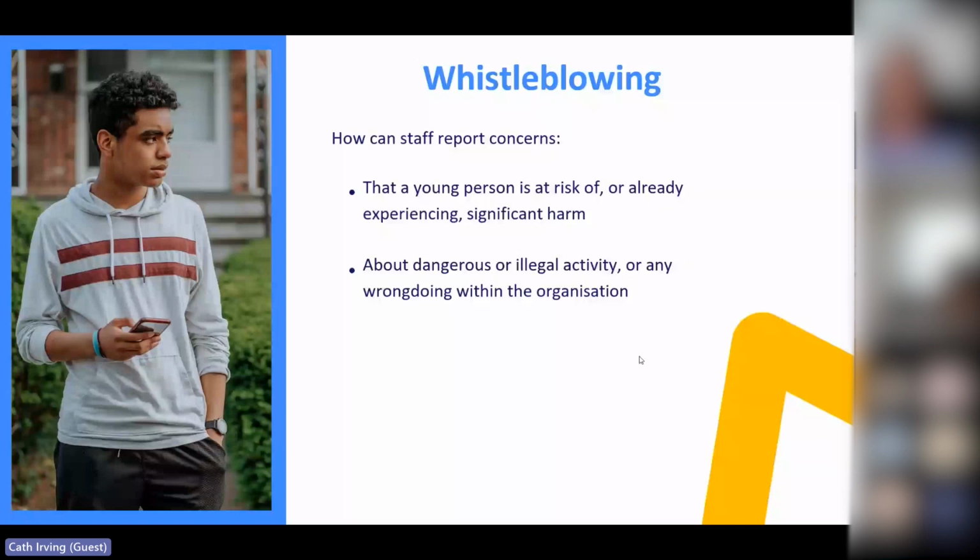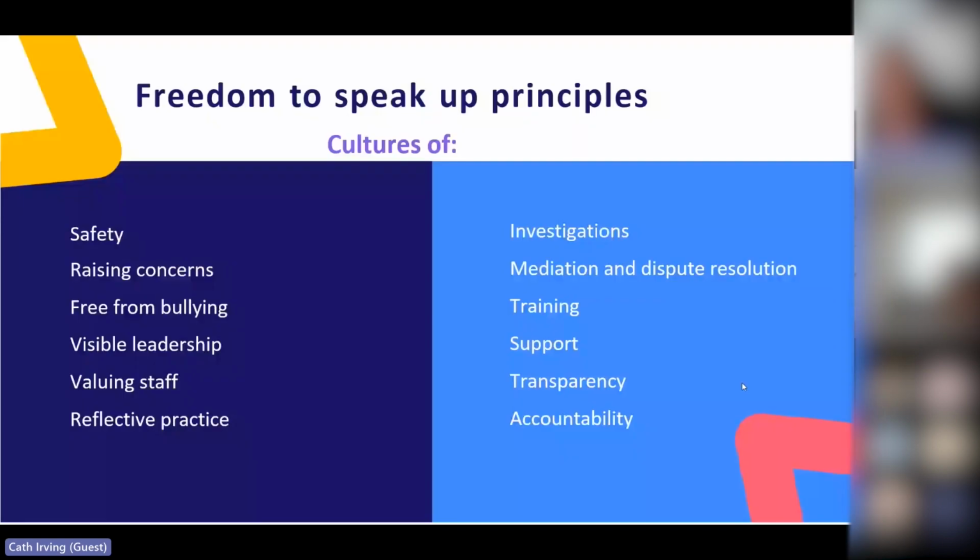And the guidance specifies that the procedures should be reflective of the principles that are set out within the Francis Review, Freedom to Speak Up. So do have a look at that review, but it talks about cultures within organisations and having strong cultures around safety, where staff feel confident to raise concerns, where staff feel that they are free from bullying. There should be that visible leadership, and staff need to feel valued, and staff and leaders all need to have opportunities to reflect within their practice.